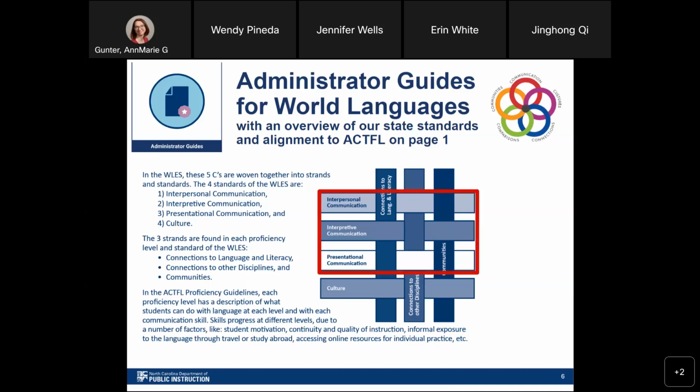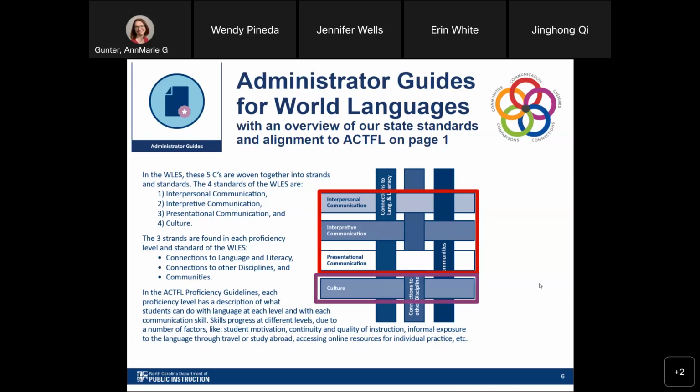I've tried to color code this so you can see our first 3 standards are outlined in red, because that's the red ring of communication in the national standards. So that's where that C is from the actual 5 Cs. In addition, the 4th standard is culture, and you can see that's kind of a purple ring in the 5 Cs, and so it's outlined in purple.